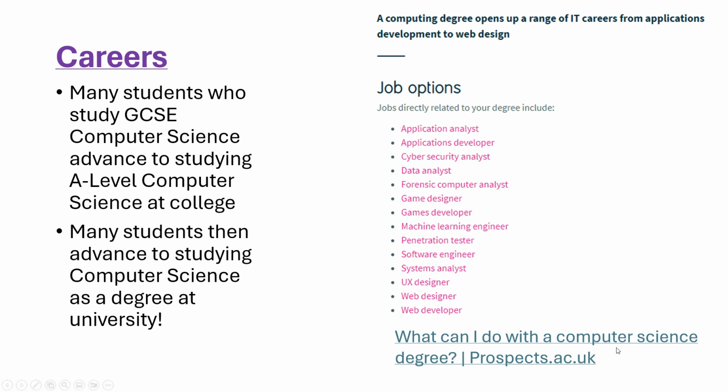According to the Prospects website, job options that relate directly to studying Computer Science at degree, A-level and GCSE include application analysts, data analysts, forensic computer analysts, and game designers, which I know that a lot of students have an interest in when they sign up to the GCSE qualification, and that directly relates to what we're doing when we are doing Python programming. Also games developers, penetration testers, also known as ethical hackers, which you also learn about in Year 9, software engineers, web developers and web designers, and there are lots more jobs aside from this that it links into.